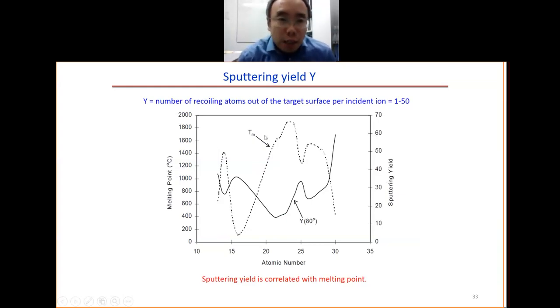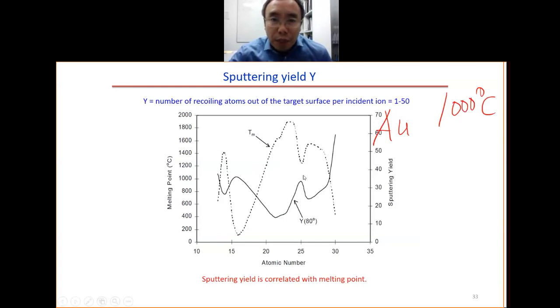So what do you see here? This is the melting temperature. You can see the higher the melting temperature, the lower the sputtering yield. For example, in the case of gold, gold has a low melting point, about 1,000 degrees, not very high. Then, with a low melting point, the sputtering yield will be higher.